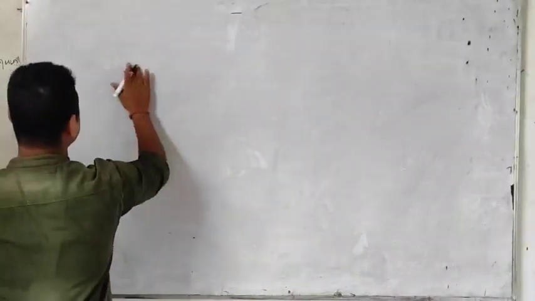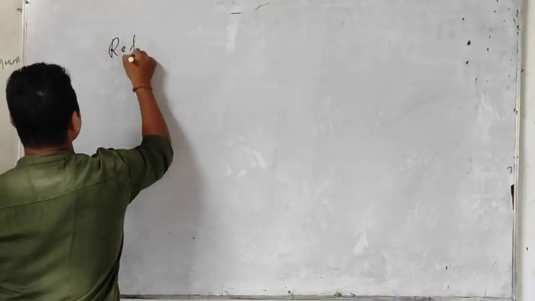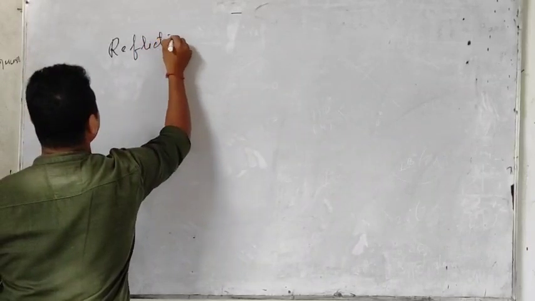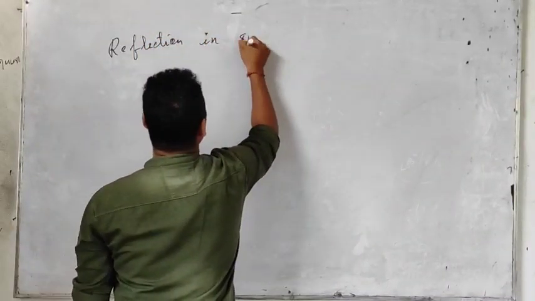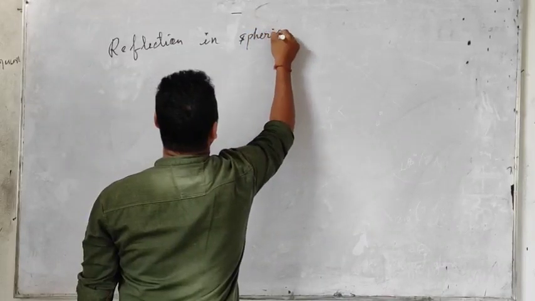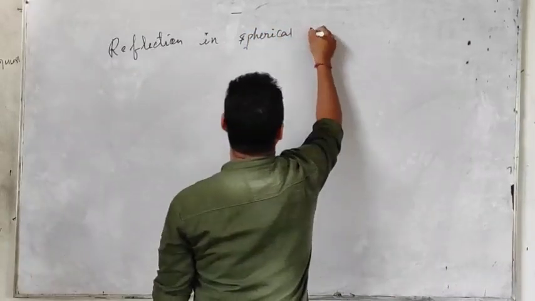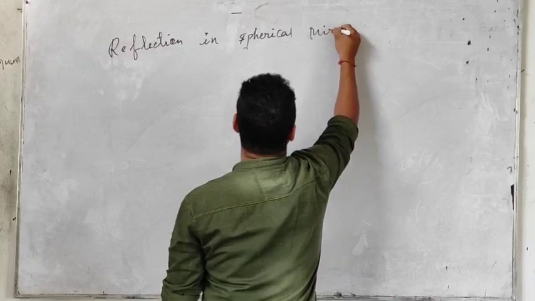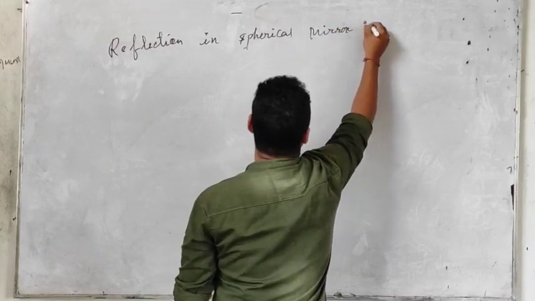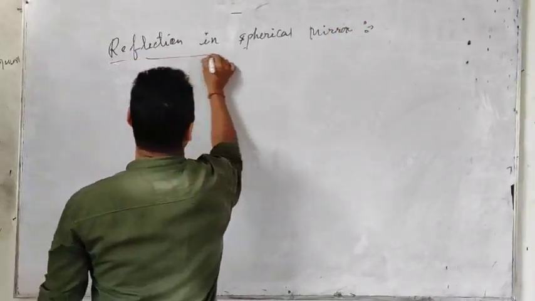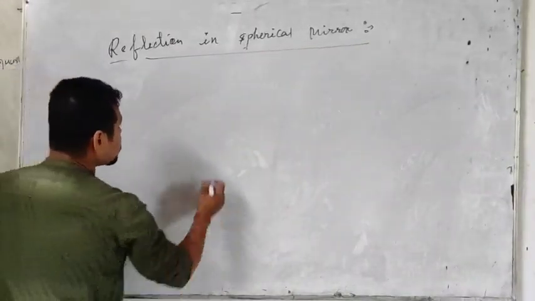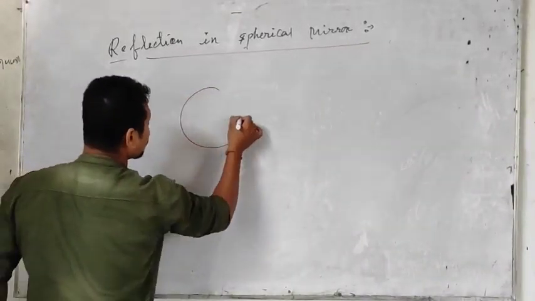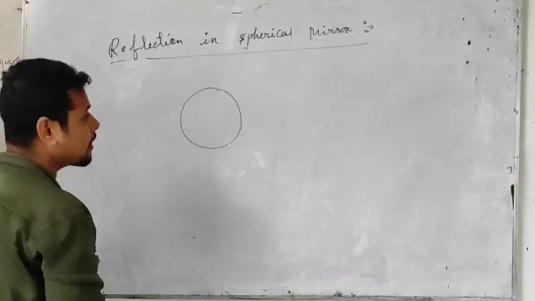So first we'll discuss reflection in spherical mirrors, or you can say curved surfaces. So, reflection in spherical mirror. Suppose it is a hollow sphere of a mirror.